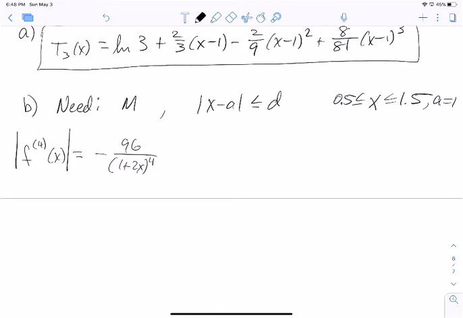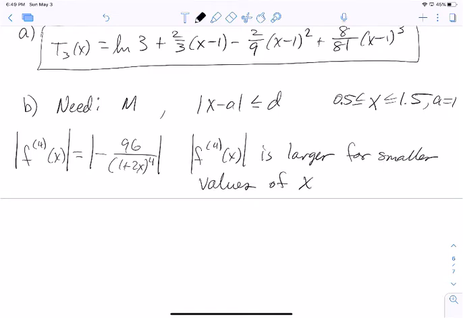We don't care that the fourth derivative is negative because we are considering the absolute value of the n plus first derivative. What we do care about is that if x is smaller, then the denominator is smaller and the overall expression will be larger. If x is bigger, because it appears in the denominator, the overall expression will be smaller. Therefore, since the absolute value of the fourth derivative is larger for smaller values of x, we're going to use x equals 1/2, the smaller endpoint.